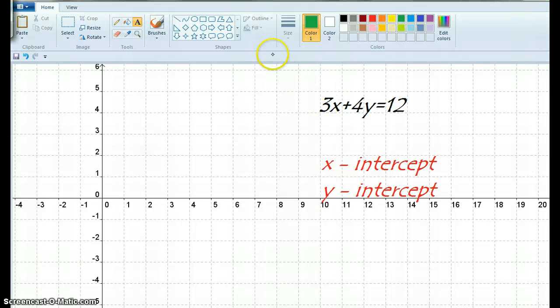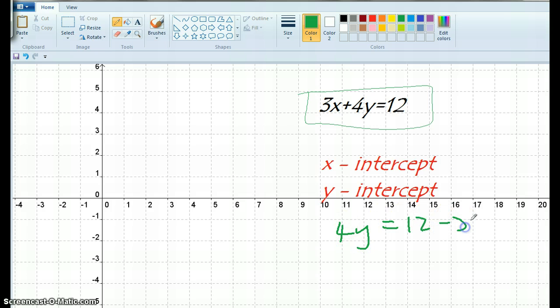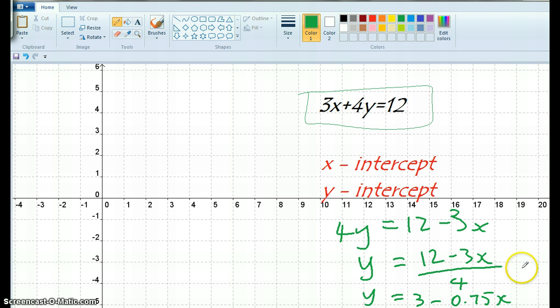This here is actually the equation of a straight line, but it's in a different format. So if you were good at algebra, you could make y the subject of the formula. So you'd go 4y equals 12 minus 3x. So you've actually taken the 3x to the other side, and then you'd go y equals (12 minus 3x) over 4, and then you'd have y equals 12 divided by 4 is 3 minus 0.75x. And then you would rewrite that as y equals mx plus c.